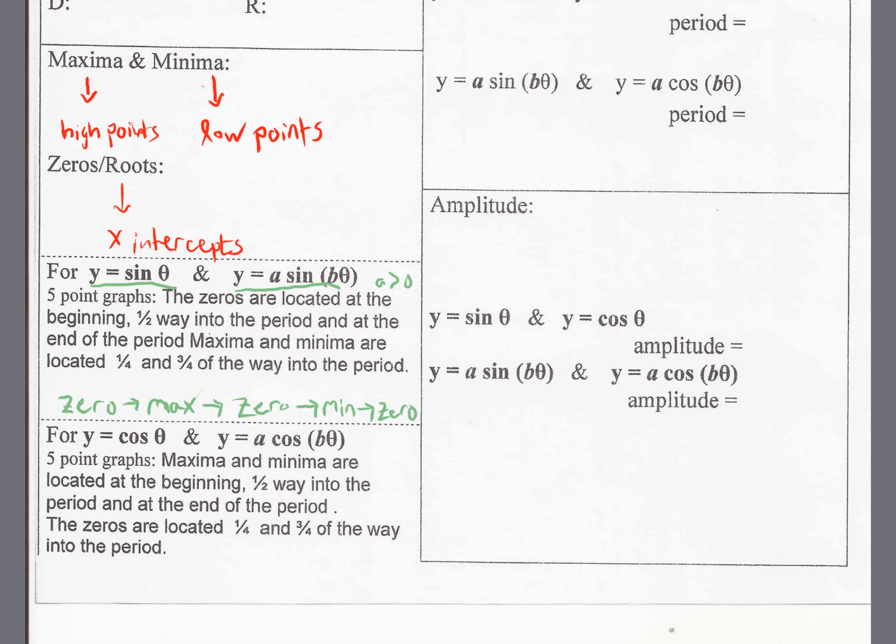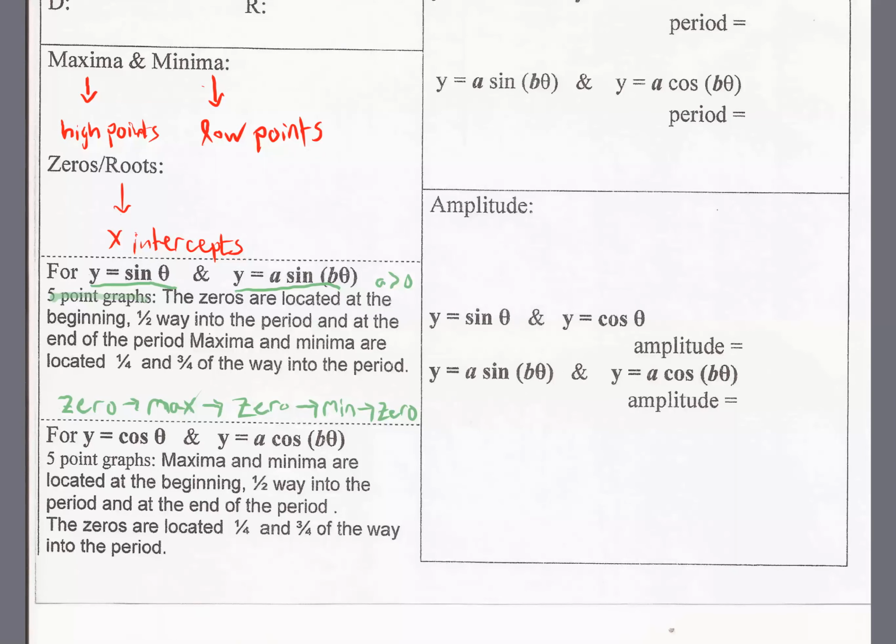So when I ask for a 5-point graph, this is what it's referring to, one cycle. So a 5-point graph, you would plot 5 points and then connect it. That would give you one cycle of the graph. This is starting at the y-axis.